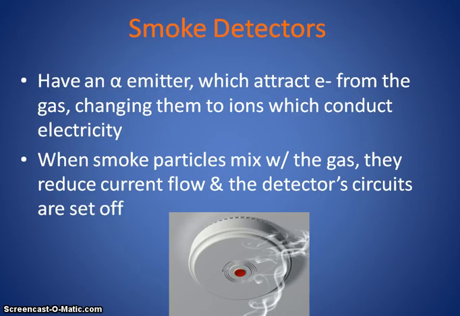Smoke detectors actually have an alpha emitter, which attracts electrons from the gas that change them to ions, which will conduct electricity. So when smoke particles mix with the gas, they will reduce current flow and the detector circuits get set off.